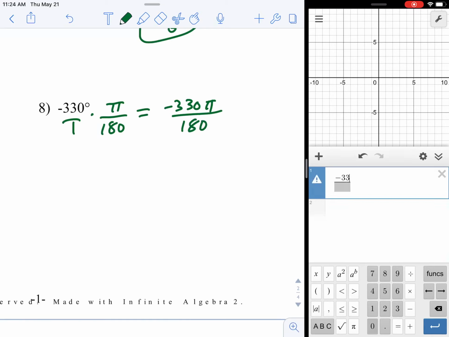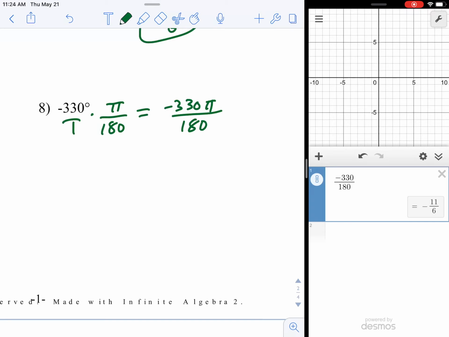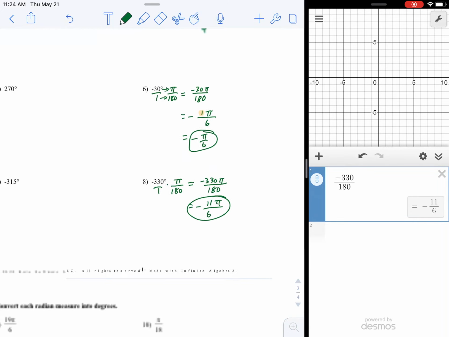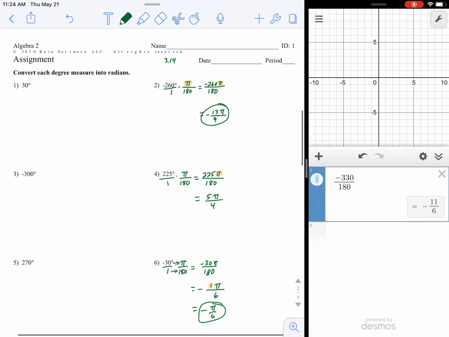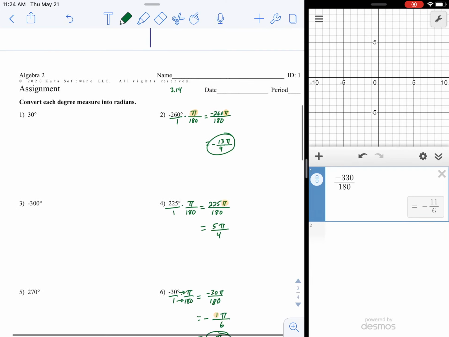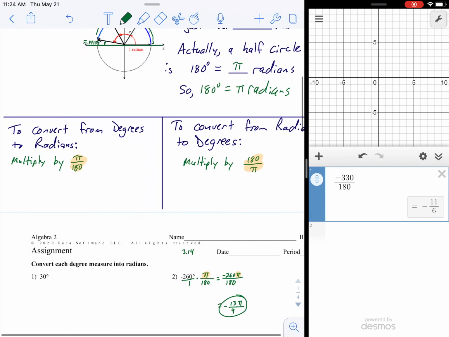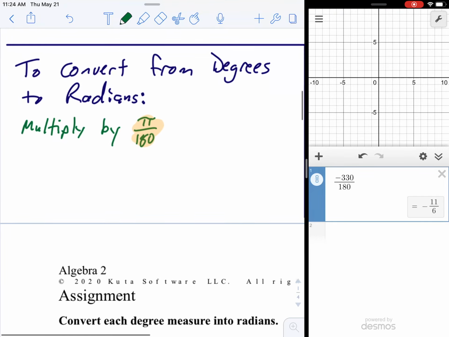Negative 330 on top, 180 on the bottom. Hit that fraction button. Negative 11/6. Extend the fraction bar a little bit and stick the pi symbol up there, and there you go. So that is the process in 4 repeated examples for your viewing pleasure of how to convert degrees to radians.